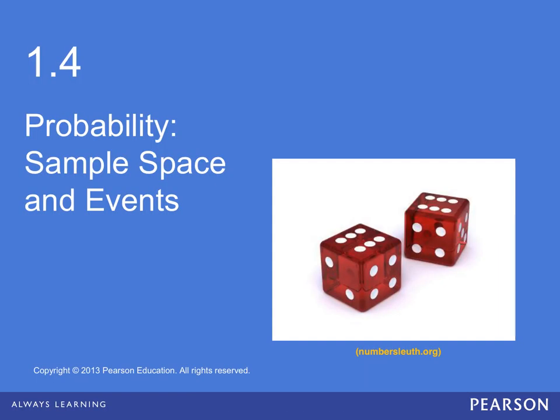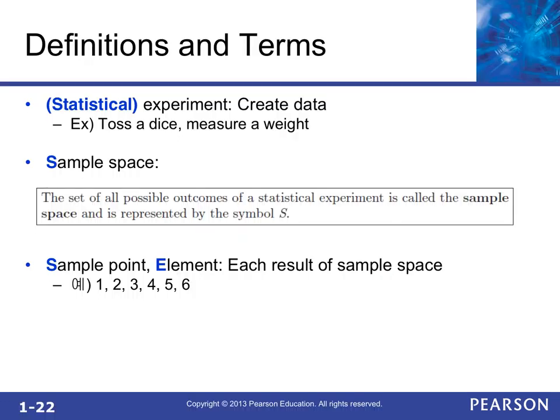Let's move on to talk about probability, and we are also going to study the concept of sample space and event. Again, we have to study the definitions and terms. The purpose of a statistical experiment is to create data. That's actually the purpose. So if you toss a dice, you can get the answer. If you measure a weight, you can also get the answer. So as a result of this kind of experiment, we get the result, which is the data.